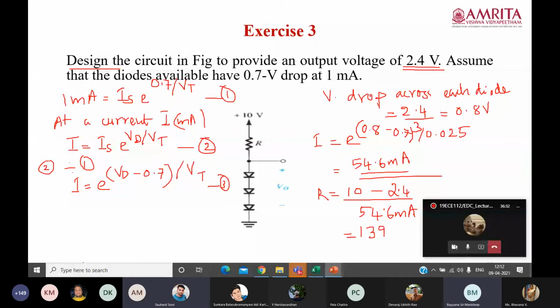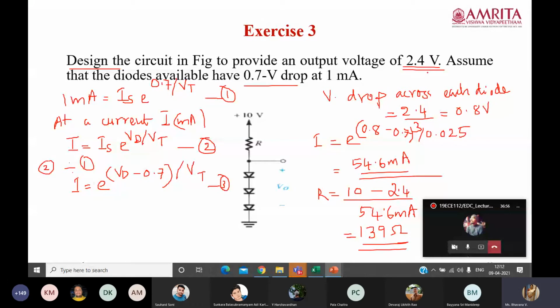139 ohms, ma'am. 139 ohms. All of you understood this numerical? Yes, ma'am. Will you make a mistake by taking the diode drop as 2.1? This 0.7 volt is for a current of 1 milliampere. It is given in the question that the total voltage drop across 3 diodes is 2.4 volt.